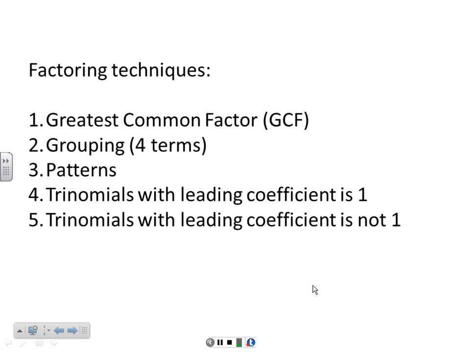In this section, we're going to talk about 5 different techniques of factoring, and I really would like you to write down these techniques, because when you're taking a test or doing homework or studying, you need to go to this list and say, okay, I need to factor out the greatest common factor, or I need to group, or I need to use a pattern or something like that. So you need to keep this list in your mind.